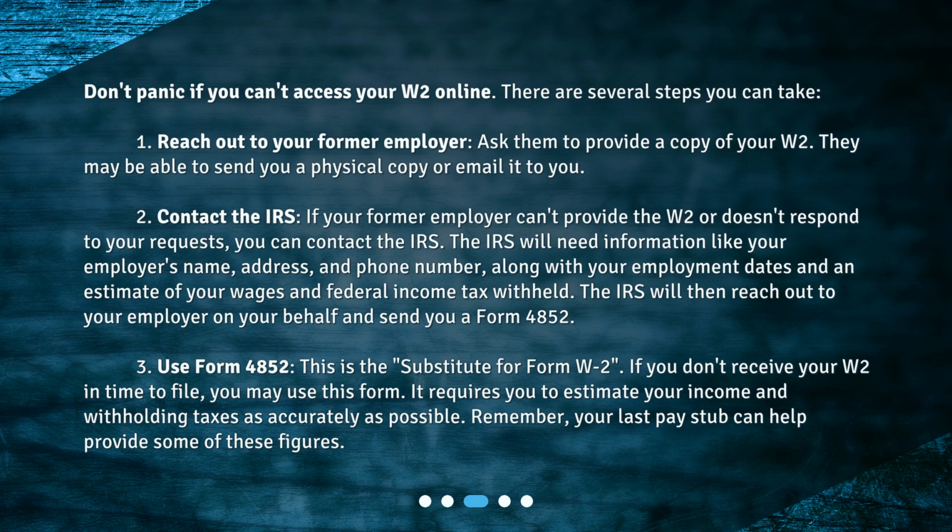3. Use Form 4852. This is the substitute for Form W-2. If you don't receive your W-2 in time to file, you may use this form. It requires you to estimate your income and withholding taxes as accurately as possible. Remember, your last pay stub can help provide some of these figures.